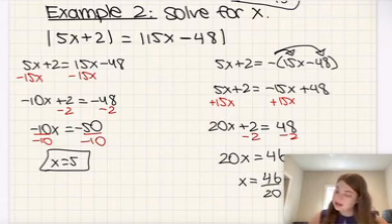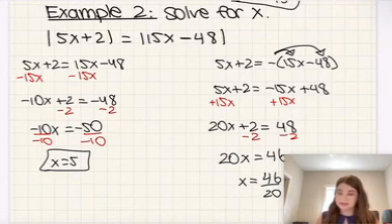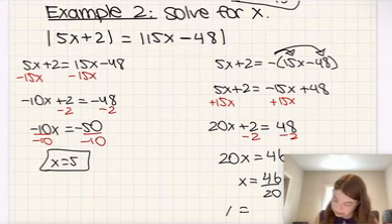And that can actually be reduced to 23 over 10, or to 2.3 if we prefer decimals. So I'll put that in here. That's also equal to 23 over 10.